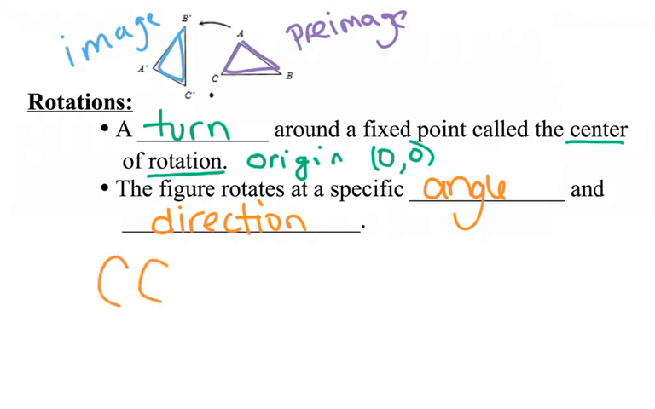So counterclockwise, remember, is the opposite of a clock, and then clockwise would be the way the clock goes around. And anytime it doesn't say, you can automatically assume it's counterclockwise.